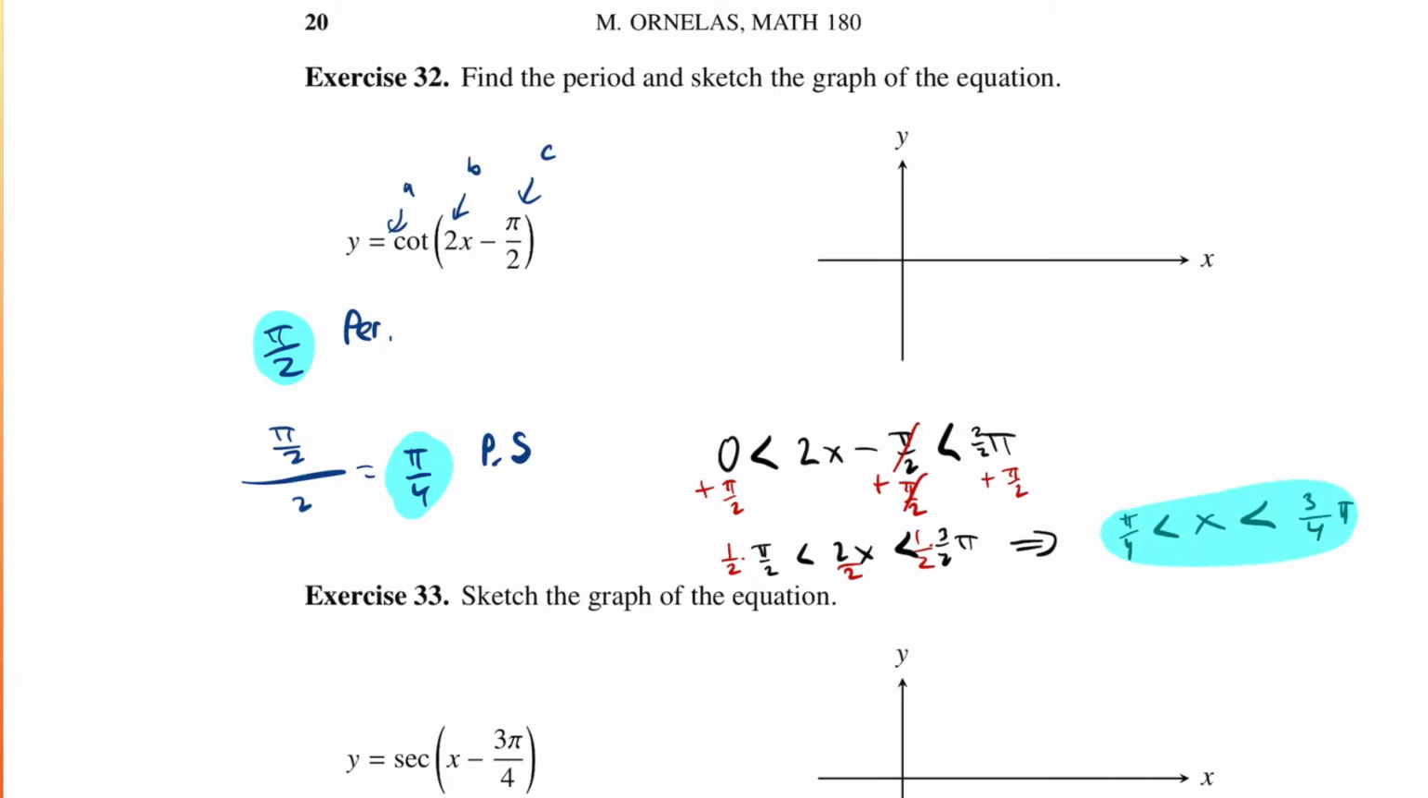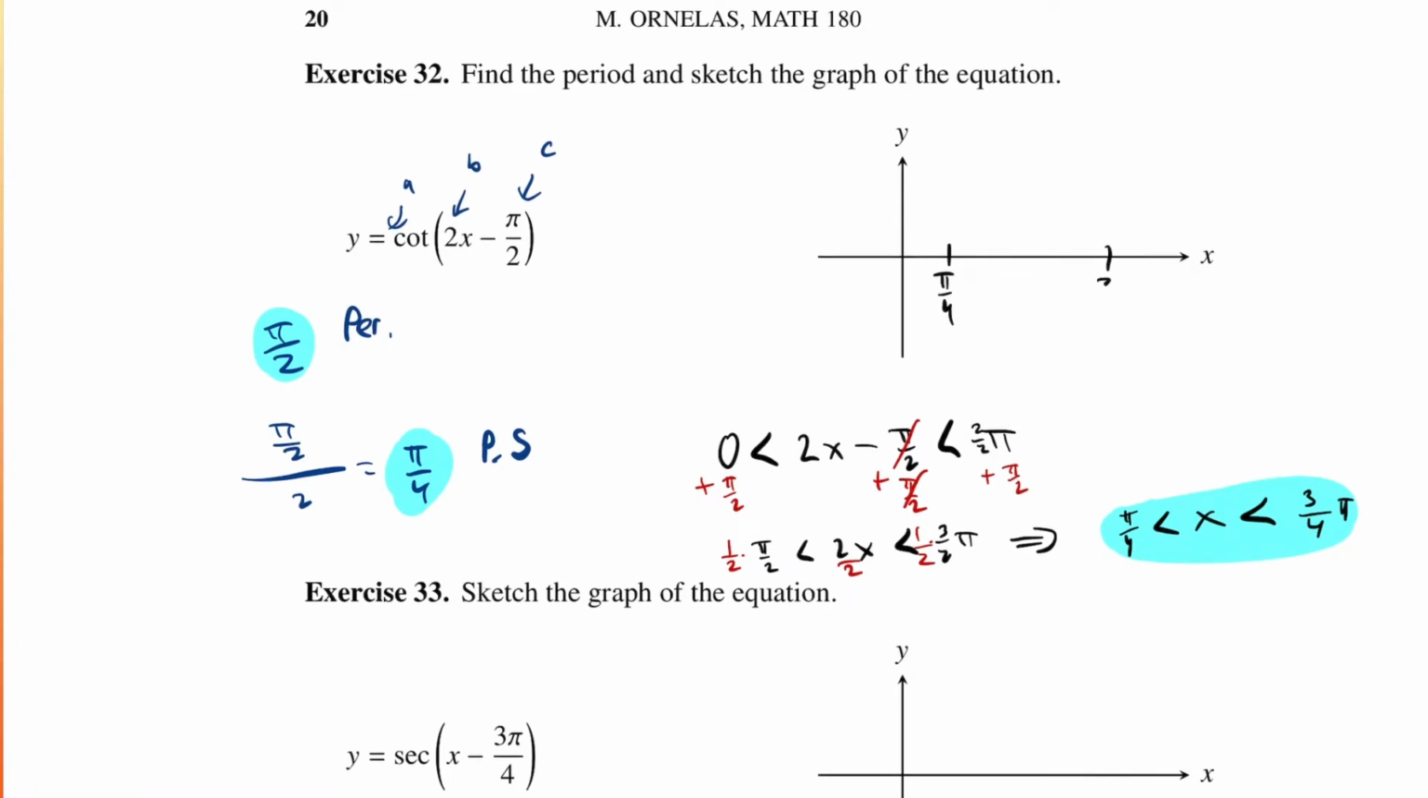All right, so now we know our asymptotes are at pi over 4, we'll call that pi over 4, and 3/4 pi, we'll call that 3/4 pi. Two asymptotes.